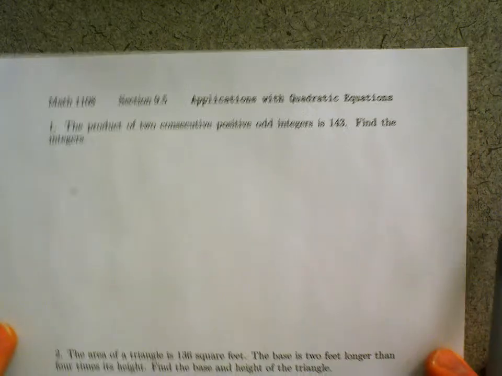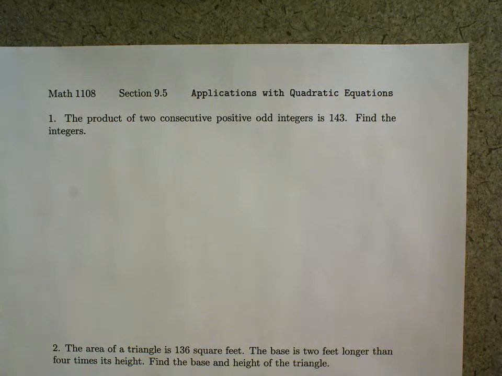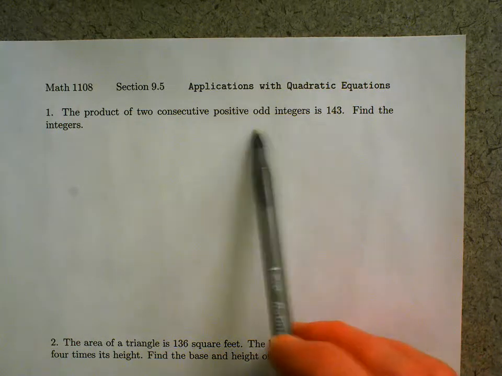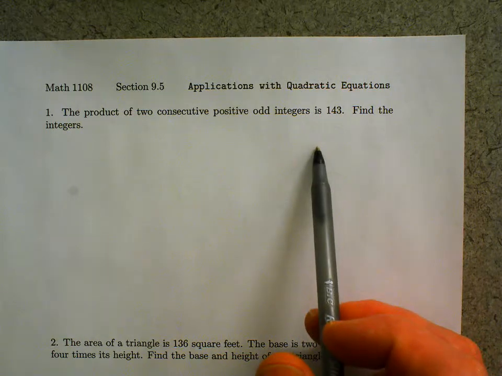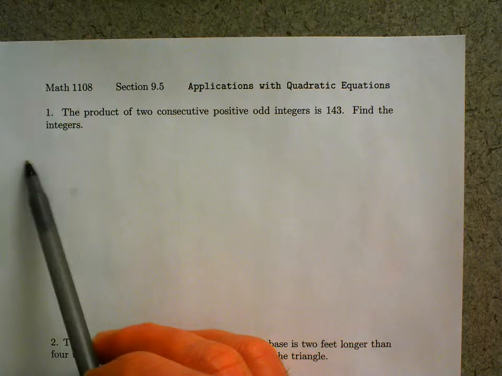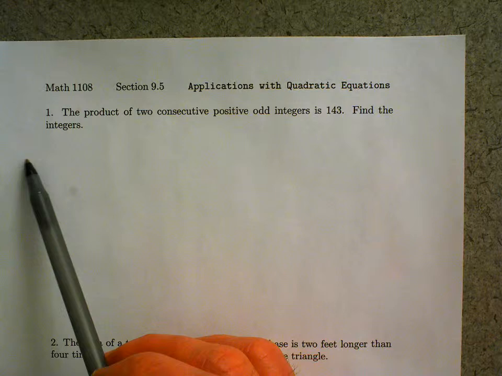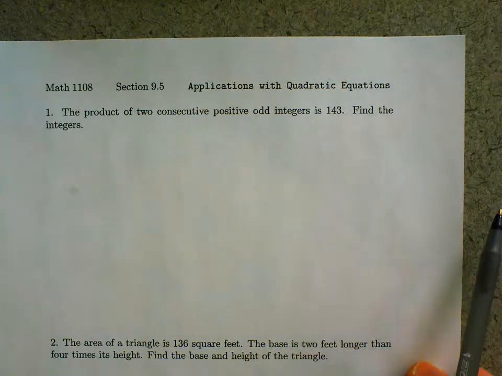Okay, here's our first problem. The product of 2 consecutive positive odd integers is 143. Find the integers. It wouldn't be too hard to find those integers just by trial and error. But hopefully you'll go through the process of learning how to pick variables and set up an equation and then solve the equation. That's really the purpose of these types of problems.